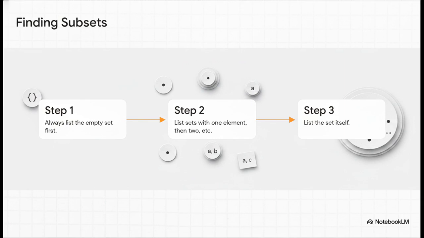Step 1. Always start by listing the empty set. Remember, the empty set is a subset of every single set out there. Step 2. List out all the possible sets that just have one single element. Then you build up to groups of 2 and so on. And finally, step 3. List the full set itself, because technically, every set is a subset of itself. See, we just built them practically, right from the ground up.